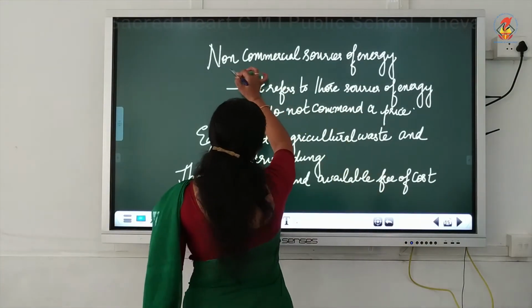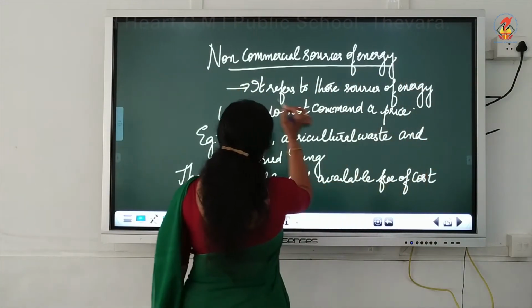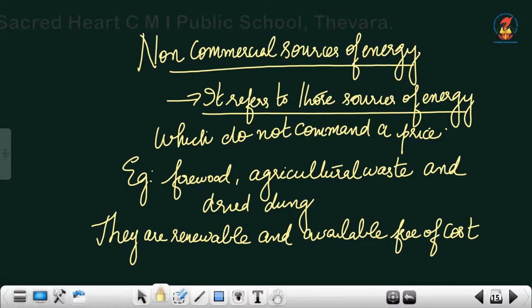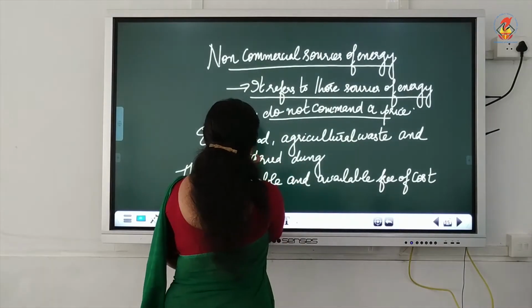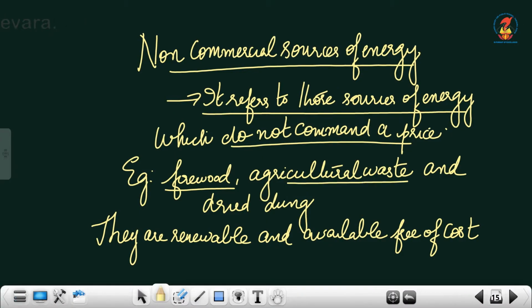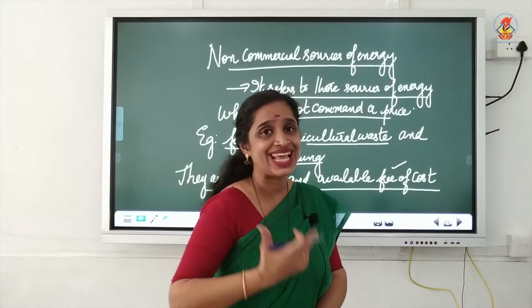Next is non-commercial sources of energy. It refers to those sources of energy which do not command a price. Just opposite of commercial sources of energy, it will not command a price. Okay. Example, firewood, agricultural waste, and dried dung, cow dung. They are renewable and available free of cost. So they are renewable, they can be used again and again.